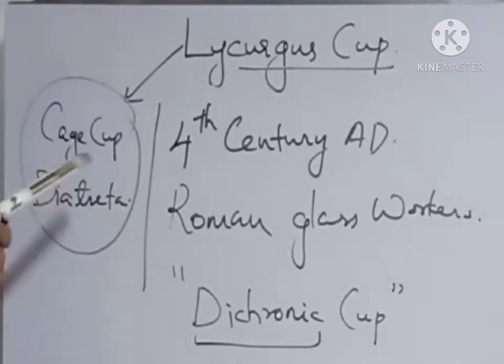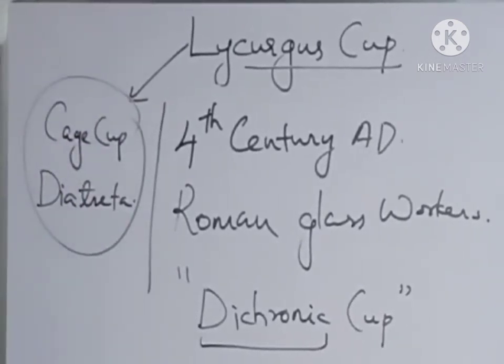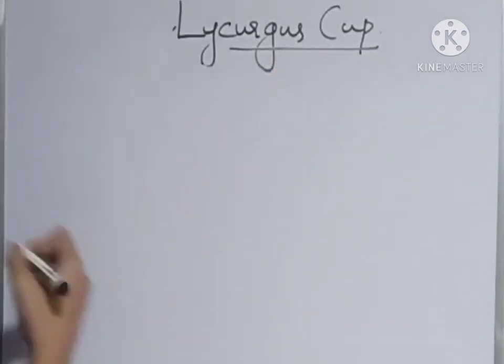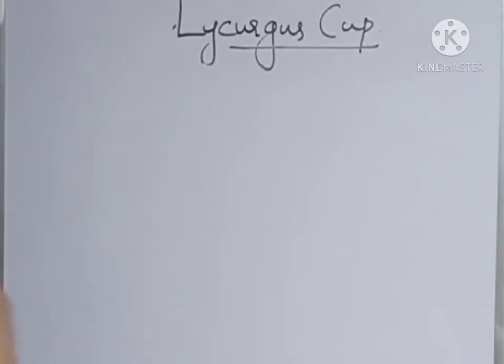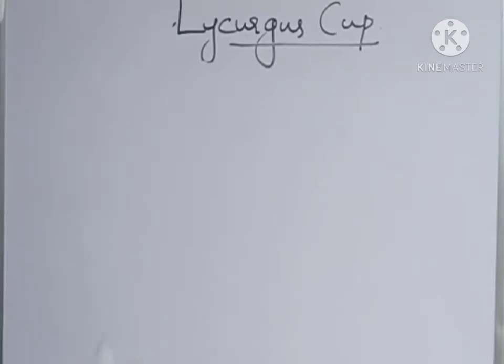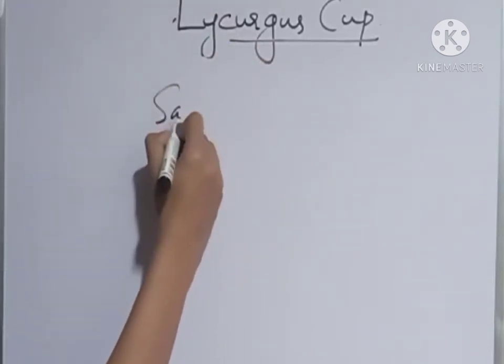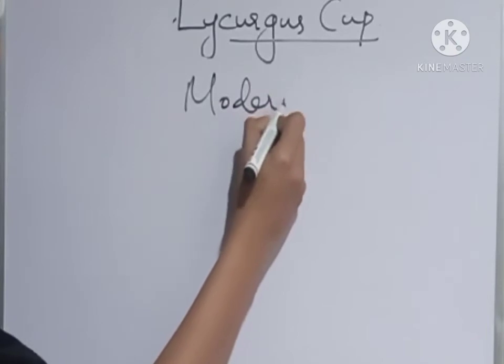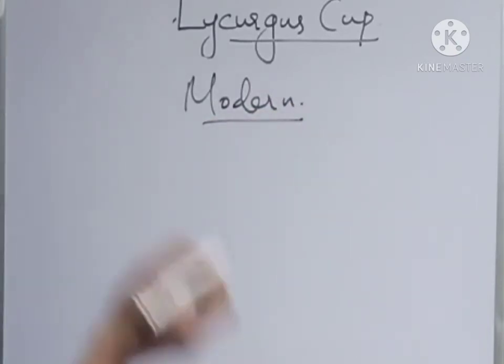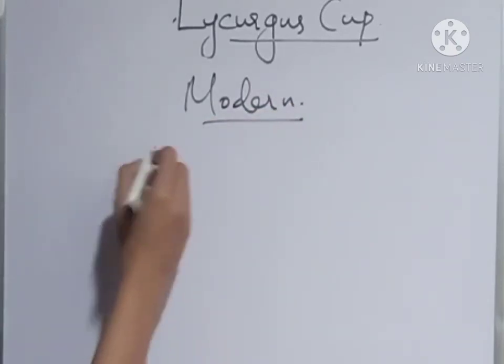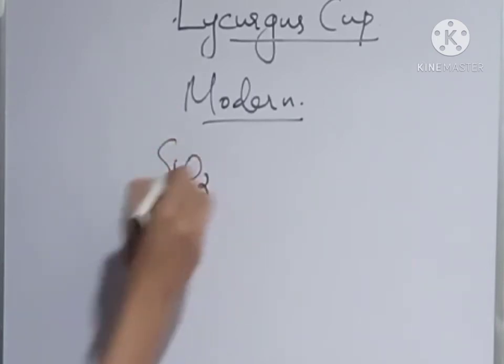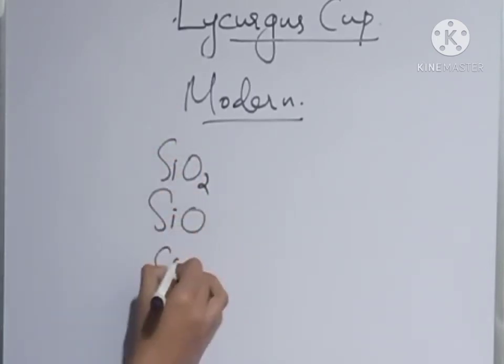One is the Lycurgus cup and the next one is dichroic glass. The dichroic property of the Lycurgus cup is so remarkable that many scientists later studied its composition. But the exciting thing is that the composition of the Lycurgus cup is the same as that of modern glass. Both contain silicon dioxide, sodium oxide and calcium oxide.